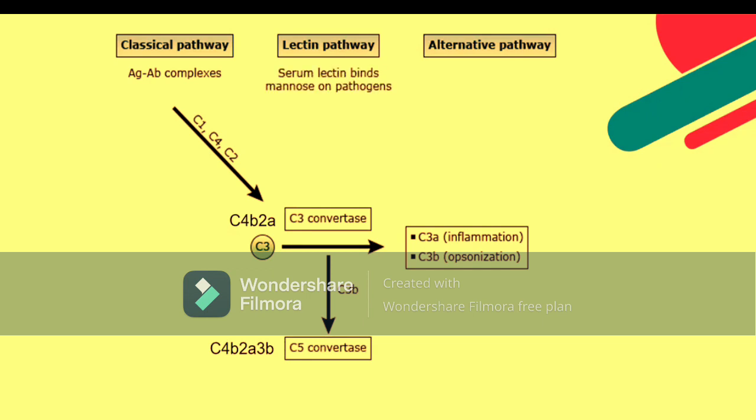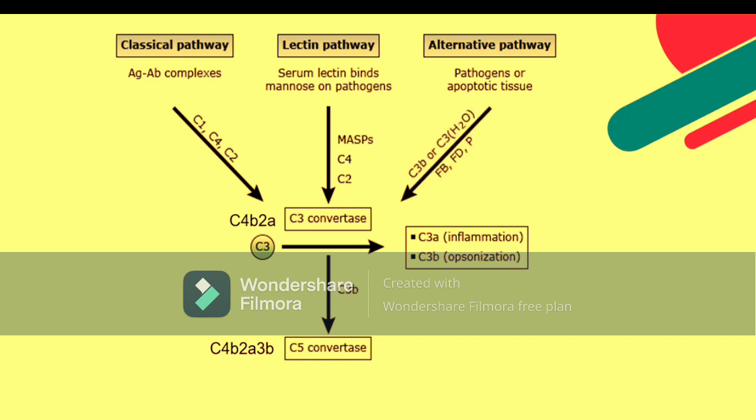C4a is released, while C4b is bound to the cell surface and attached to C3b, forming the C5 convertase, and follows the same pathway to form the MAC, or the membrane attack complex, until lysis occurs.